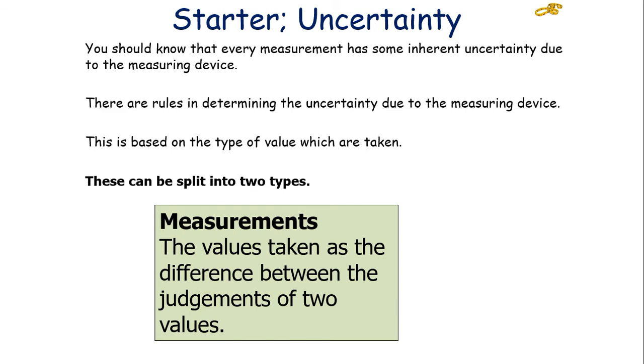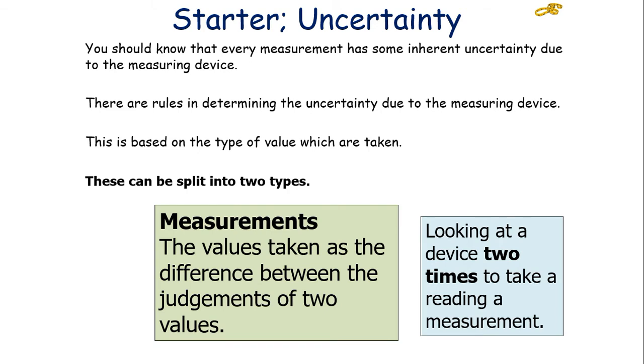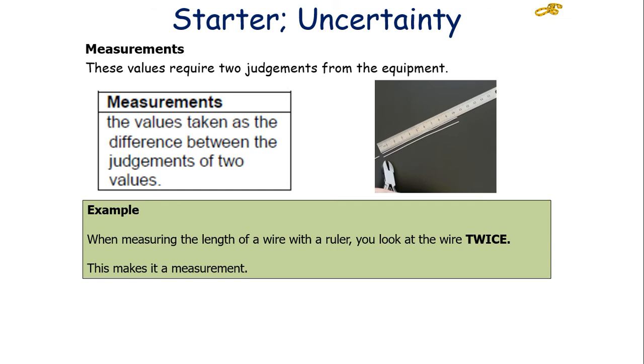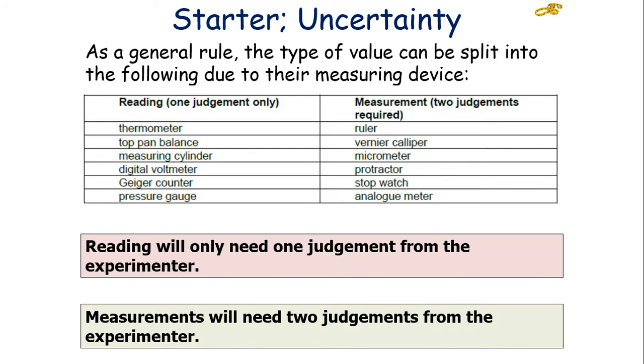Now, if you have to look at the device twice, you've got to take a judgment of 2 values. It then becomes a measurement. So looking at a device 2 times is a measurement. When measuring the length of a wire with a ruler, you look at the wire twice. So therefore, this is a measurement. Two judgments of the device equals a measurement. As a general rule, you can split measuring devices into things that produce readings, which is 1 judgment only, and measurements, which require 2 judgments.